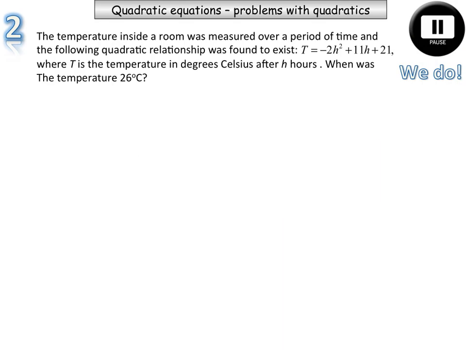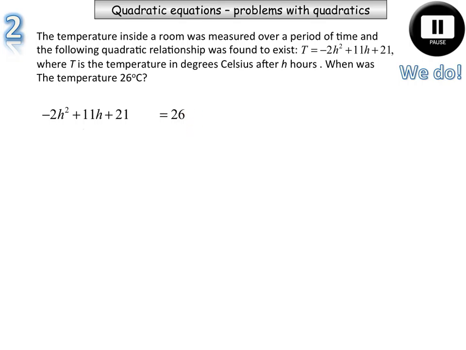Okay, our next example is looking at a temperature model, and the temperature is given by this particular equation after a particular number of hours. So h is hours and T is temperature. The question is saying when was the temperature equal to 26 degrees? So that is going to be 26 degrees. Then we have to solve what value of h will be given from that. So there's our quadratic equation equaling 26.